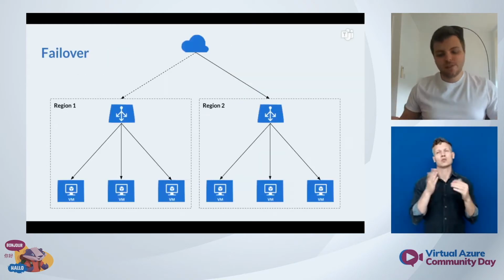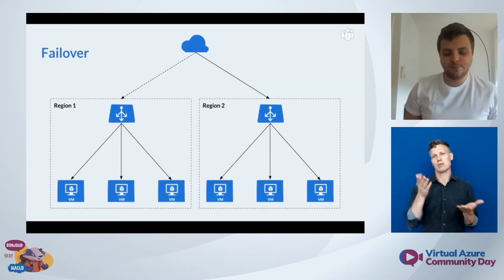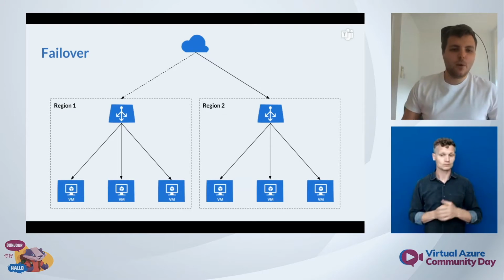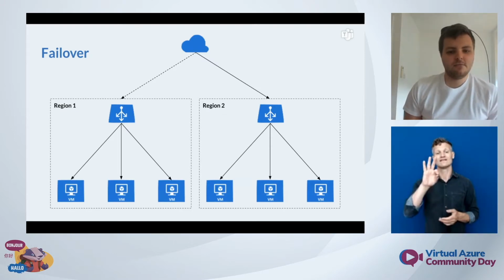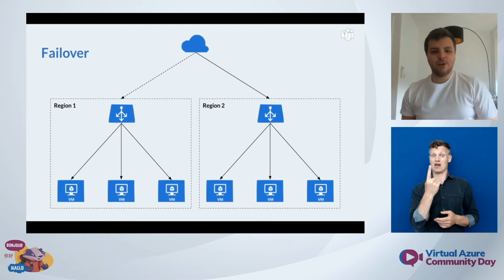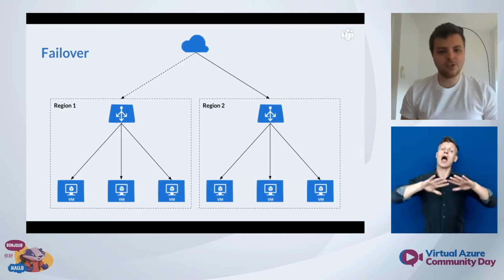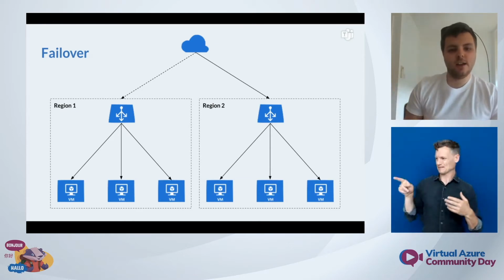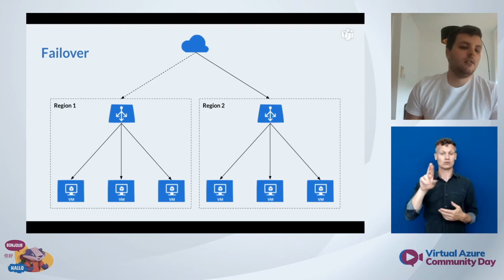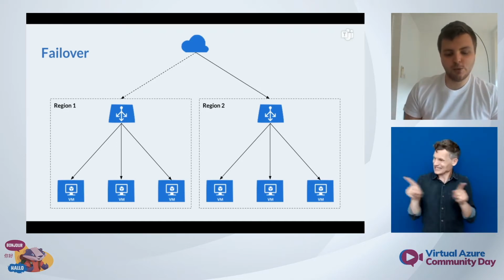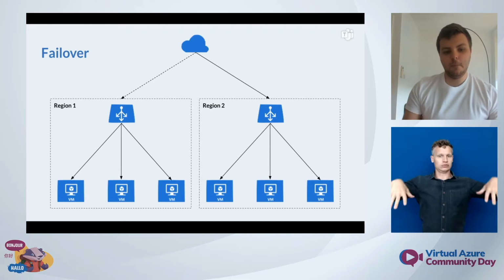Okay, so the single point of failure thing, that's not great. The way that people tackle that is by having replicas and failover. So here you would have that same setup we've just discussed. Let's say region 1 here. Region 1 has that same load balancer and it has multiple virtual machines behind it.